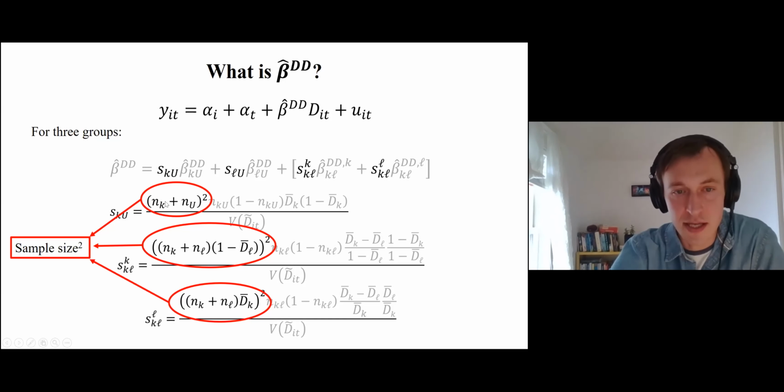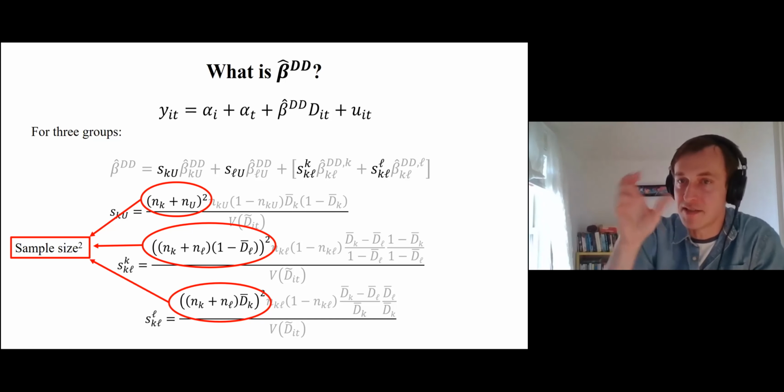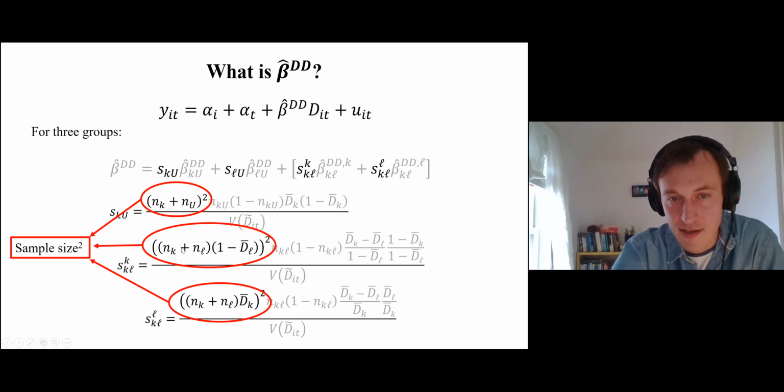And so this is telling you, like, when we compare group K and group U, the share of units that we're using is NK plus NU, and that's going to get squared because OLS likes big units or big subgroups a lot. And when we look at the timing comparisons, this is just telling us what share of units do we use. Well, we compare group K and group L, NK and L, right? That's the total share of the units that we use.